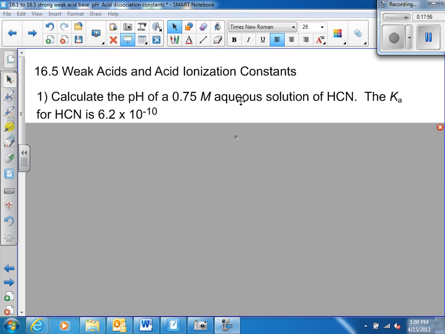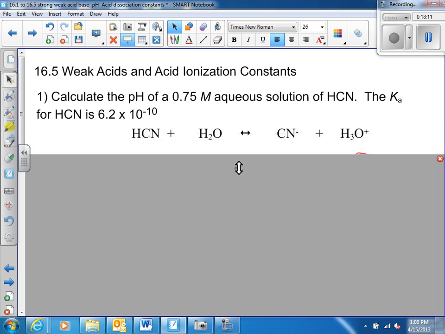Find the pH of a 0.75 molar aqueous solution of HCN. That means we have only HCN present, and we're going to find out at equilibrium what are the concentrations of the other things. We need a reaction. Well, whenever we have an acid, you should recognize this is an acid and I have a Ka. You do the acid plus water, and you predict what the products would be. So acid plus water will make my conjugate base and hydronium ion.